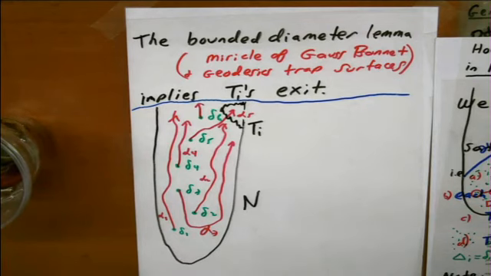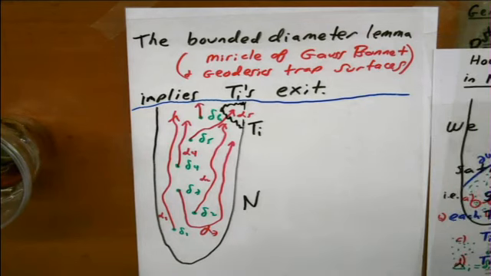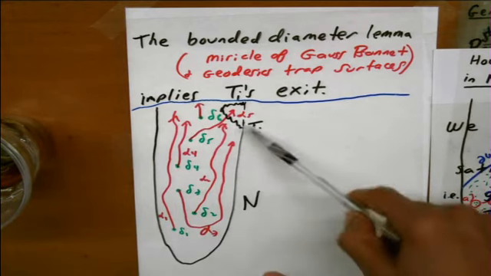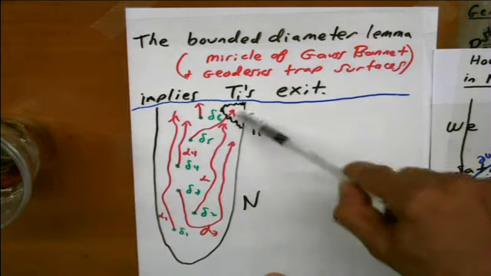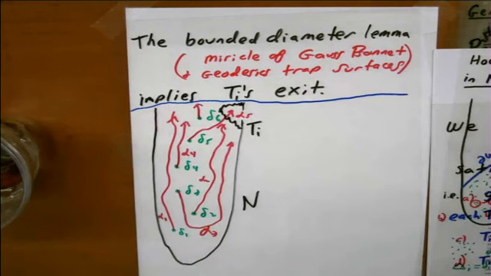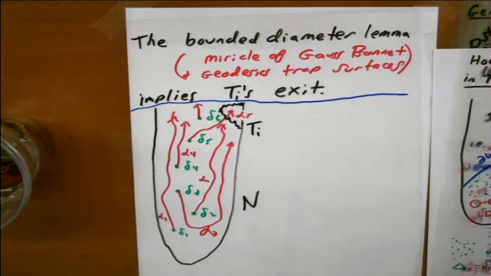So by this principle of geodesics trapping surfaces, these surfaces hitting far out geodesics means that these things have to exit.